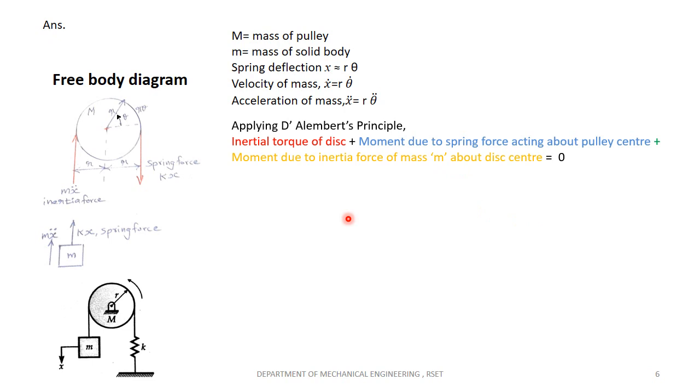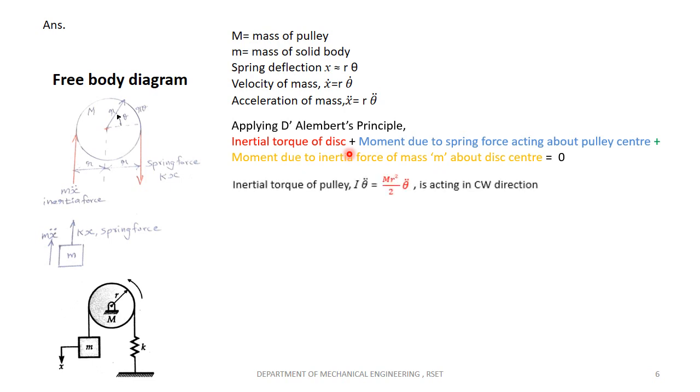So what is the direction of the inertial torque? We have discussed that in the previous problem also. I am giving an initial displacement in the counterclockwise direction, as you can see in the diagram below, so the inertial torque will be in the clockwise direction. So remember that the inertial torque direction is clockwise.